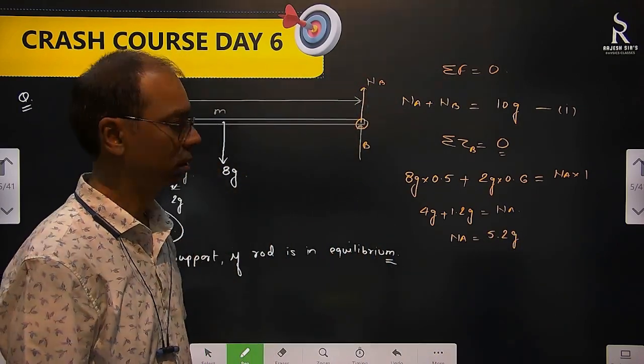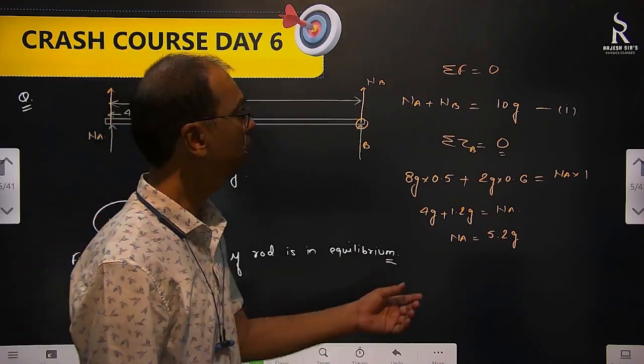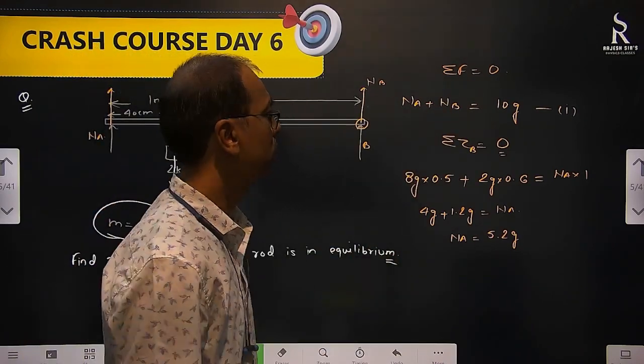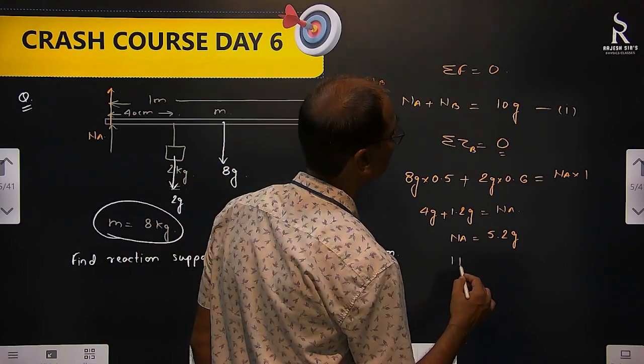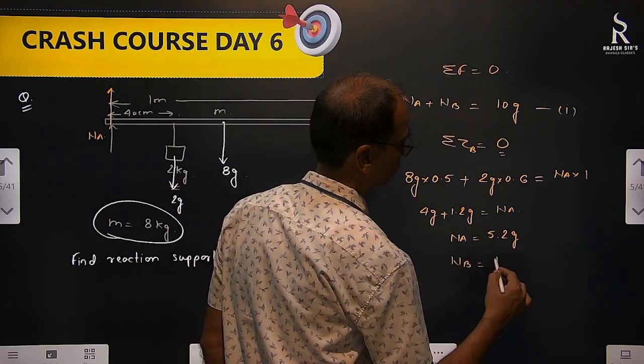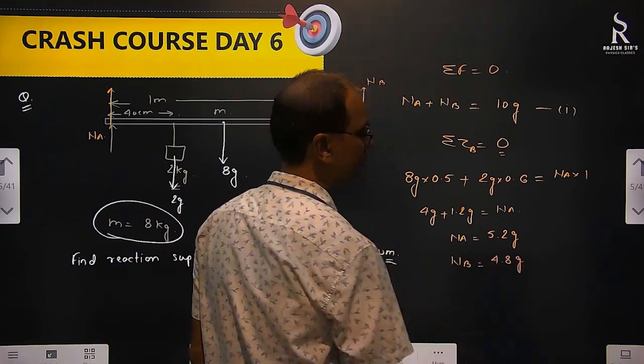We wanted NA, we got it. NB, this value I am going to put in this one. So NB value is what? 4.8G. That's it. Yes, it's over.